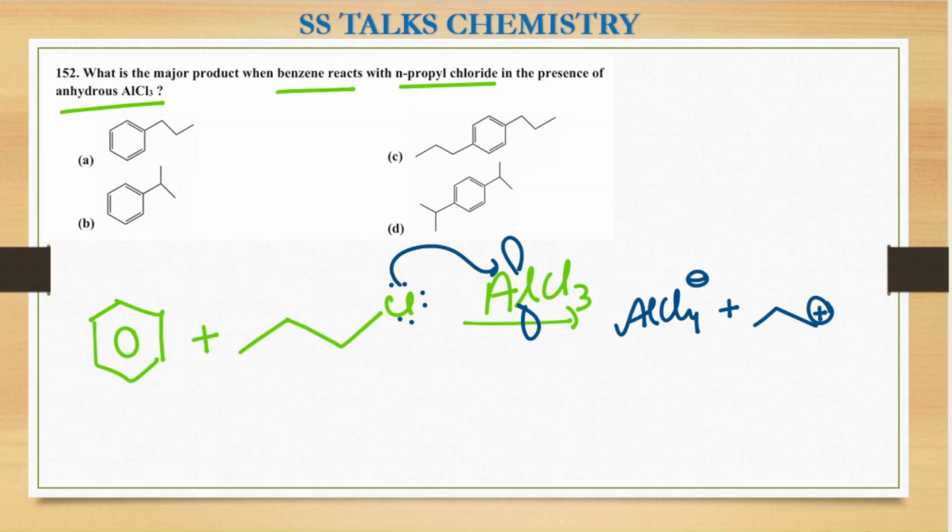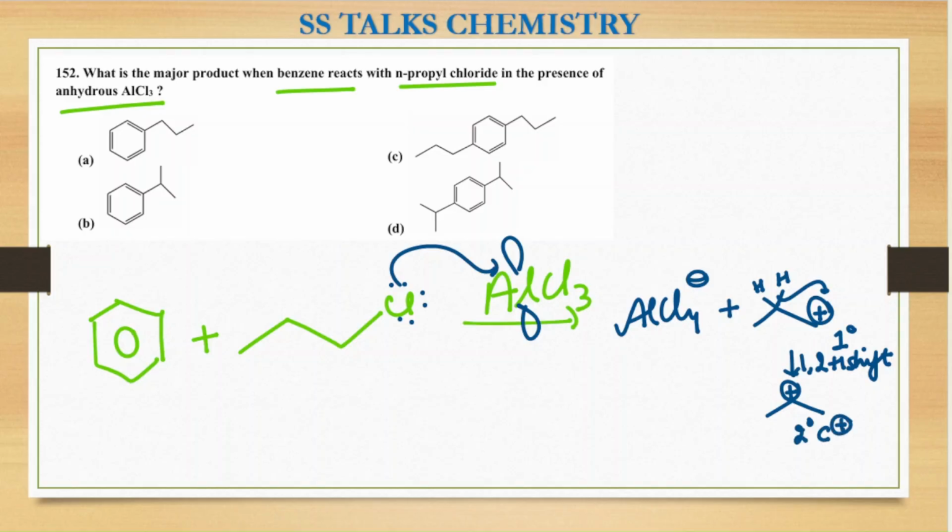Now further you can see this carbocation that we have formed is a primary carbocation. It can undergo the 1,2 hydride shift to get a more stable carbocation. So from this position, the hydrogen atom will take a 1,2 hydride shift, and you will be getting this secondary carbocation, which is more stable as compared to the primary one.